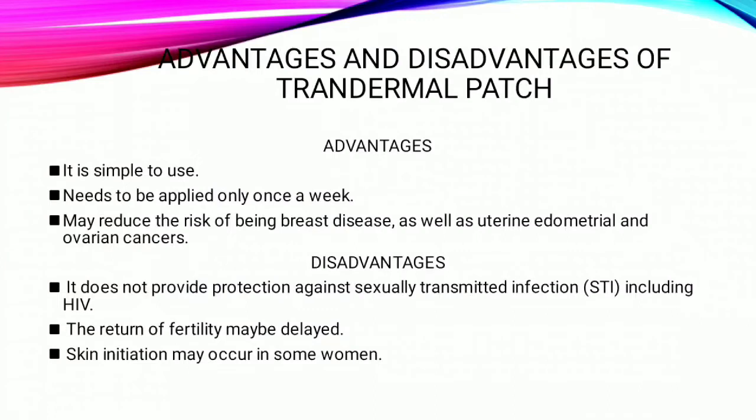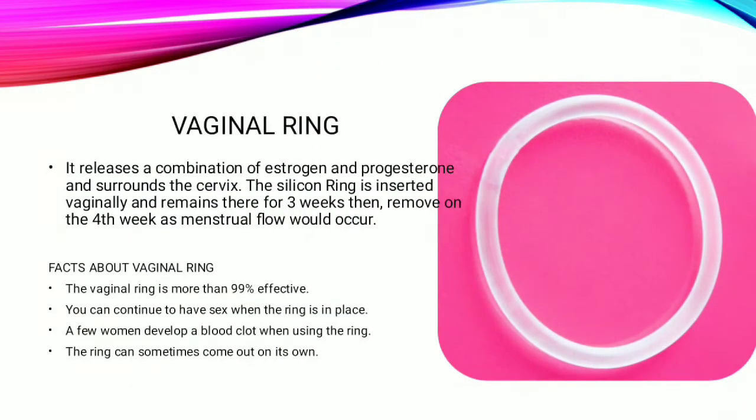So now, let's discuss the second one called vaginal ring. So, what is vaginal ring? Vaginal ring releases a combination of estrogen and progesterone and surrounds the cervix. This silicone ring is inserted vaginally and remains there for 3 weeks, then is removed on the fourth week as menstrual flow would occur. The woman becomes fertile as soon as the ring is removed.